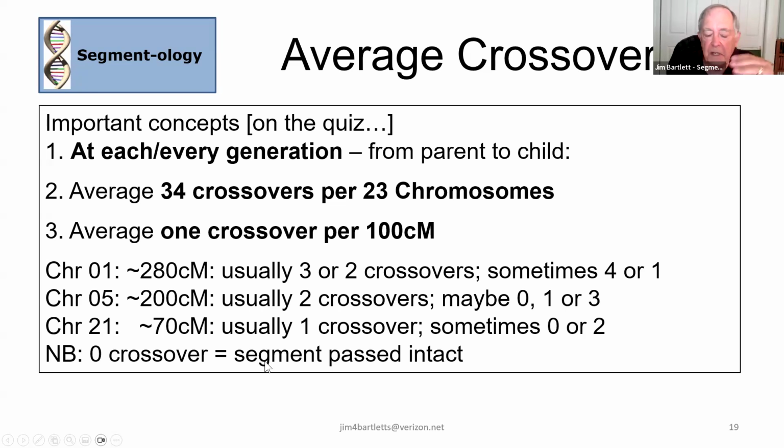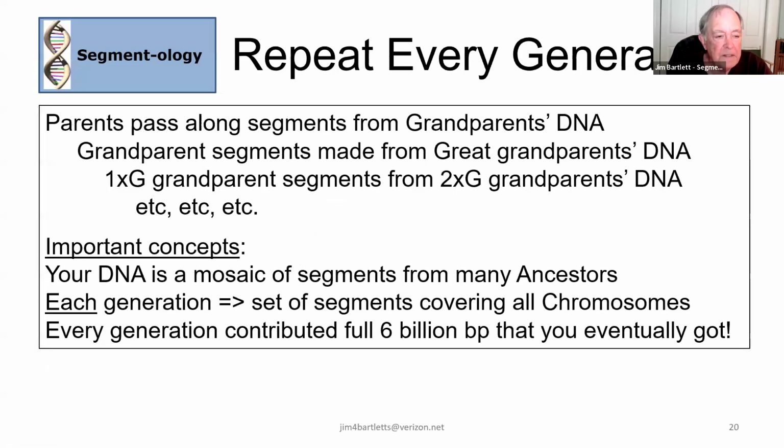What 0 means is that that segment was passed intact without any recombination. So if it's coming from a grandparent, the whole chromosome is going to be from one grandparent or the other that your mother or father passes along to you. So the 0 means it's passed intact. And I'll talk more about this in a second.